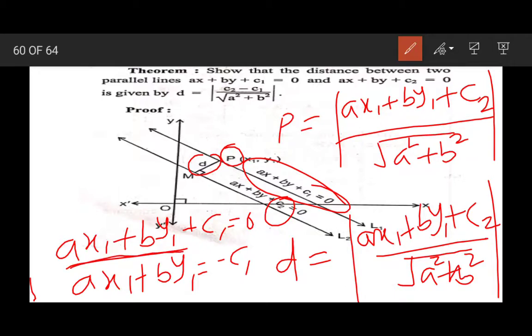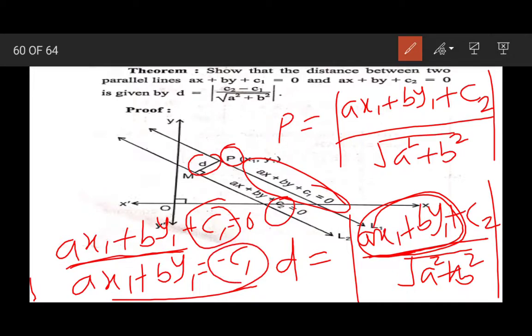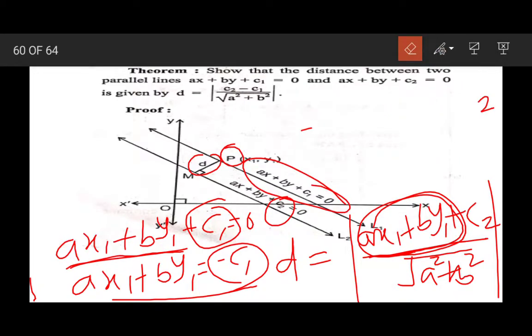ax1 plus by1, I am taking this c1 on the right hand side. So ax1 plus by1 is equal to minus c1. Here I am substituting ax1 plus by1 as minus c1.